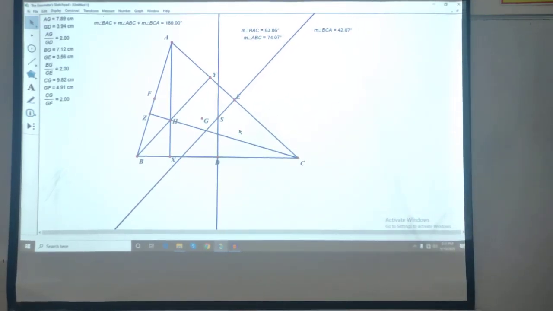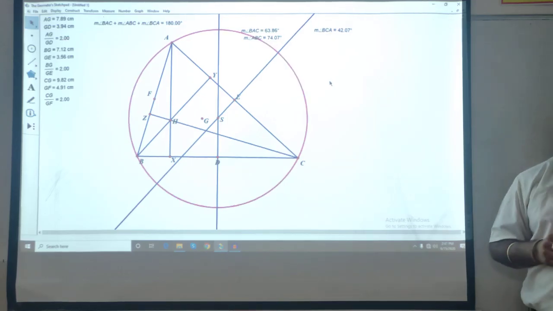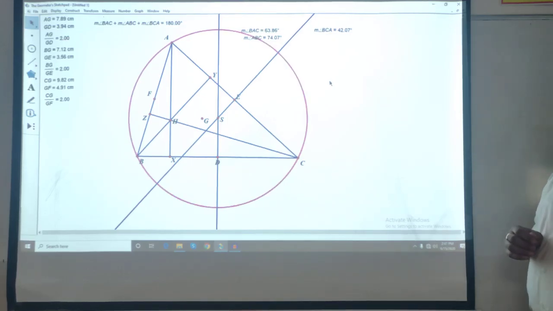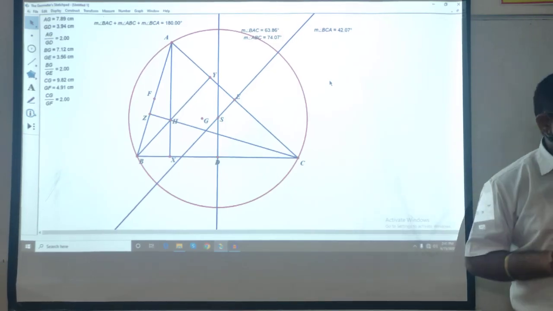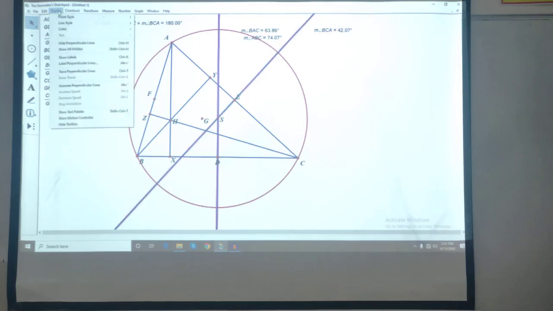So if I take S as the center and SA as the radius and draw a circle, you can see it passes through the points A, B and C. This is called the circumcircle, and its radius is called the circumradius. And its center is called the circumcenter. So here I am just deleting these perpendicular bisectors.